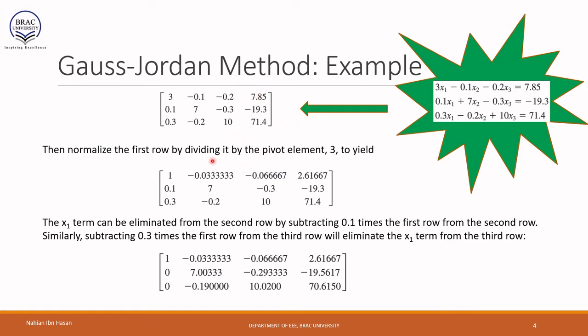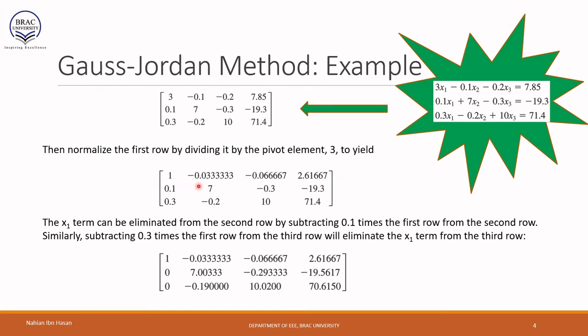Next, we normalize the first row by dividing by the pivot element 3. This step was not present in the Gaussian elimination method. After constructing the augmented matrix, we divide the first row by the pivot element 3, and then look at the result. The first equation becomes modified something like this.